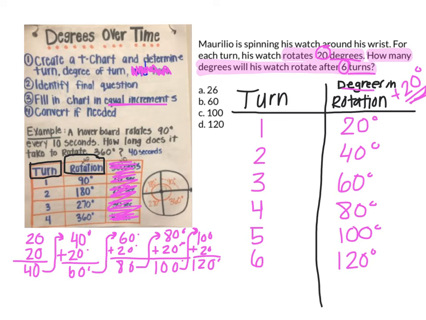Our final question asks us, how many degrees will his watch rotate after 6 turns? We found that it will rotate 120 degrees, so we go back to our answer choices. The answer choice that matches is answer choice D, 120 degrees. Awesome job. We are all done with this problem.